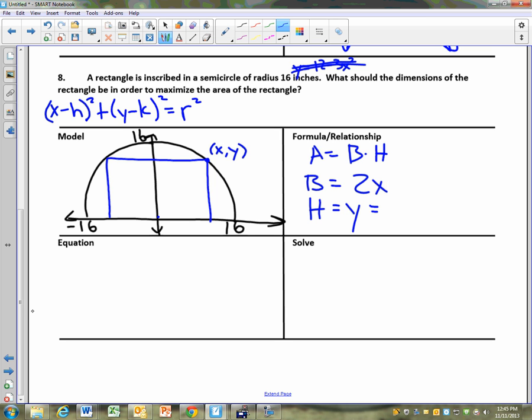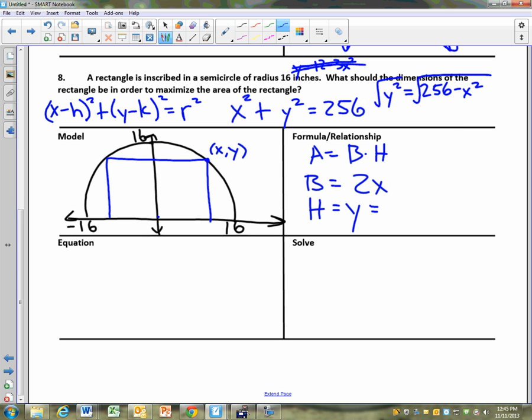So x minus 0 is just x squared. Y minus 0, we get y squared. What's the radius? 16. If you square it, you get 256. X squared plus y squared is 256. Now again, what variable do you want to solve for? We want to solve for y because that gives us our height. And we could solve for y by subtracting the x squared. Y squared equals 256 minus x squared.